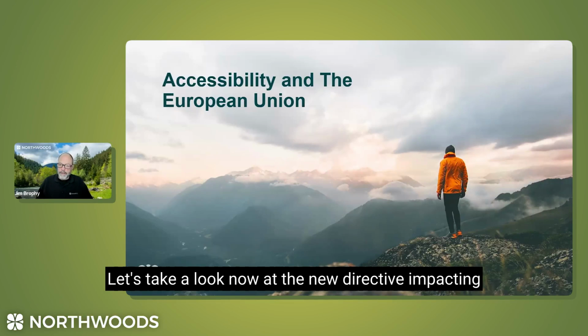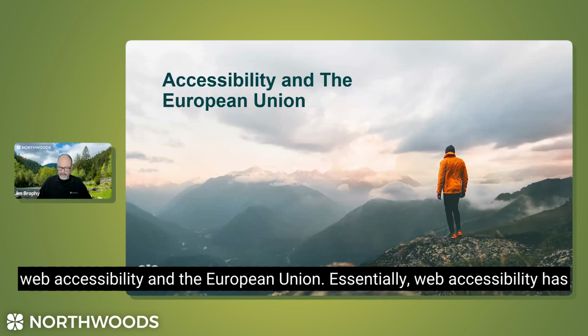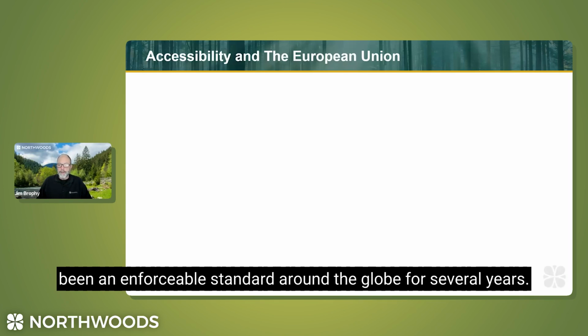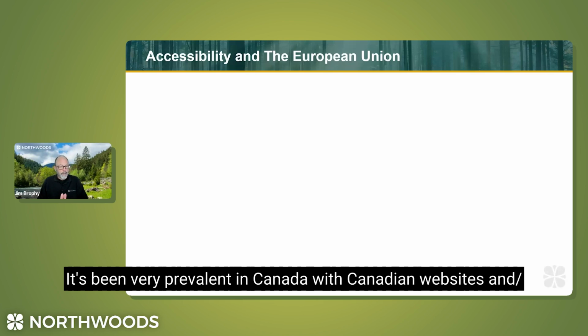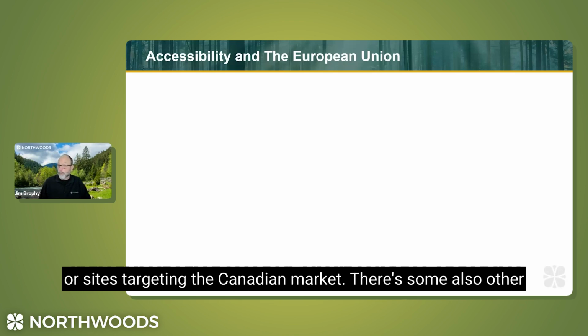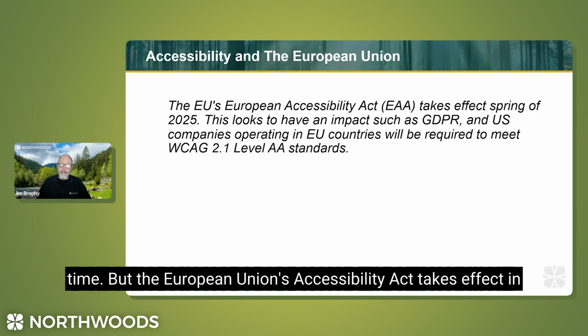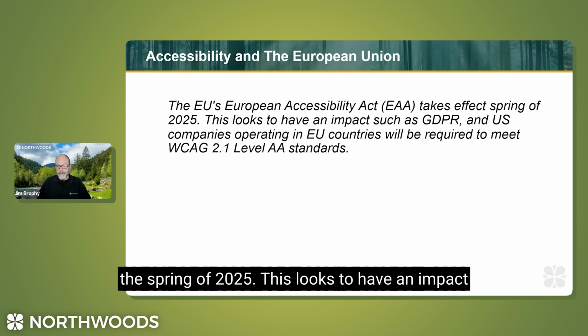Let's take a look now at the new directive impacting web accessibility and the European Union. Essentially, web accessibility has been an enforceable standard around the globe for several years. It's been very prevalent in Canada with Canadian websites and/or sites targeting the Canadian market. There's also other European countries that have had these standards for quite some time, but the European Union's Accessibility Act takes effect in the spring of 2025.